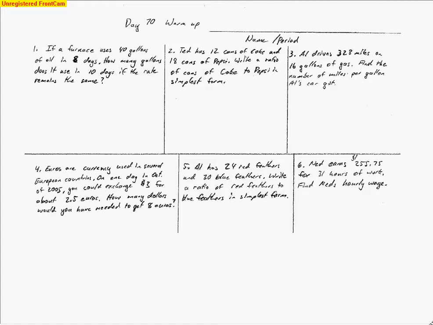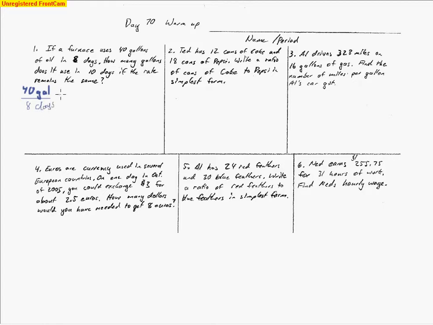It says that if a furnace uses 40 gallons of oil in 8 days, how many gallons does it use in 10 days? Whenever we see a problem like this, this is a proportion. So we're going to set it up this way. I'm going to set it up as 40 gallons, and it's going to be a fraction with the number of days in the denominator, so 8 days.